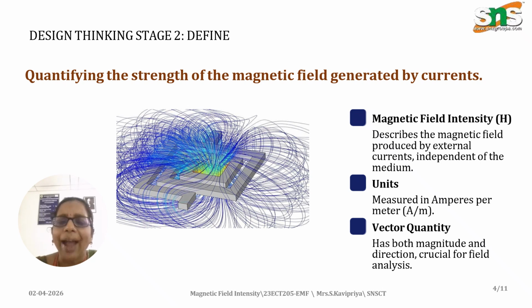Then how to quantify the strength of the magnetic field? The strength of the magnetic field is determined by the magnetic field intensity. This only describes a magnetic field that is produced by the external current, and it is independent of the medium. The unit for magnetic field intensity is amperes per meter, and it is a vector quantity. It depends on both the magnitude as well as the direction.